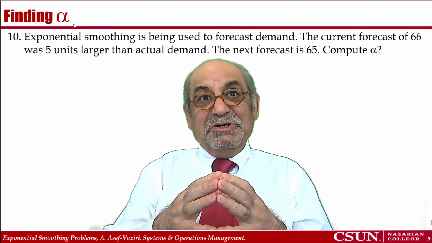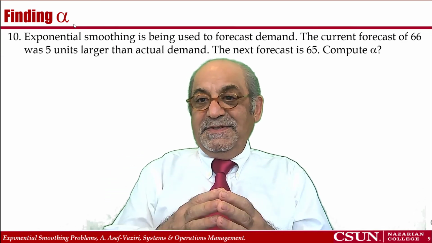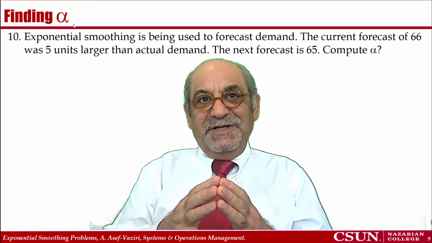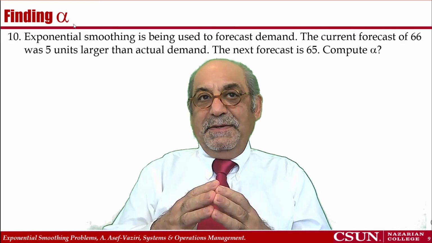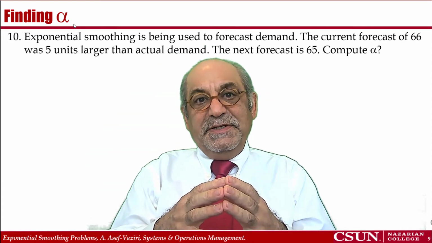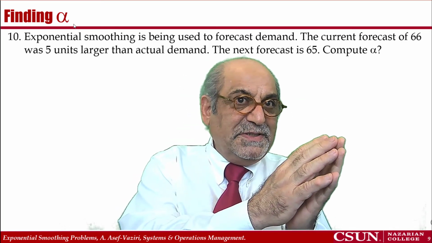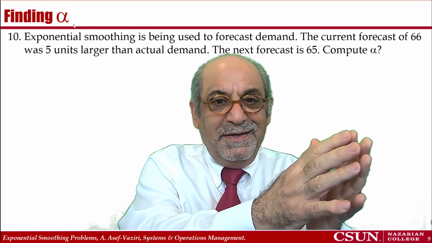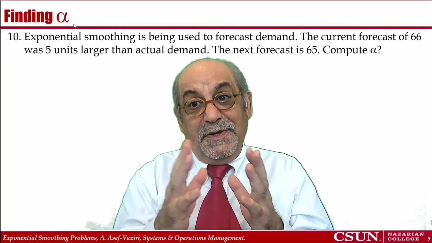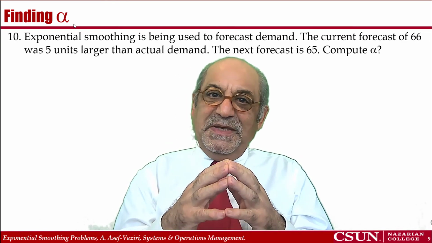We have used exponential smoothing. Our current forecast, 66, was 5 units larger than actual demand. So we have overestimated. Forecast for next period is 65. Previous period 66 was more than actual demand. We have brought it a little bit down. Now it is 65. What alpha value have we used?